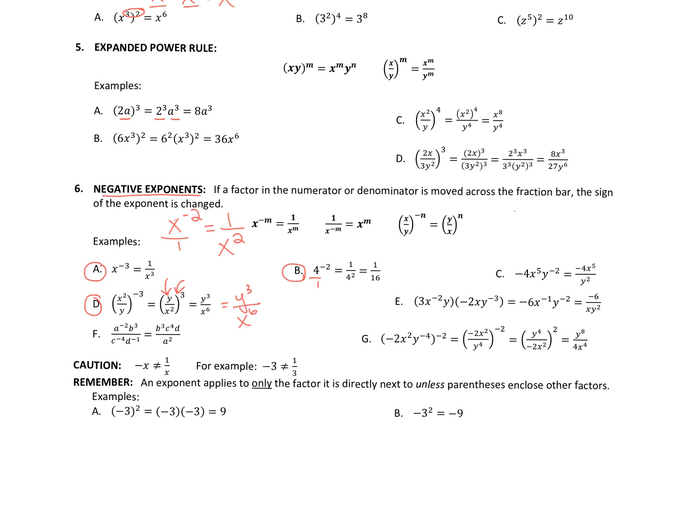So if you have 7 to the negative 2, this means that I really have 1 over 7 to the positive 2, and that's going to give me 1 over 49.